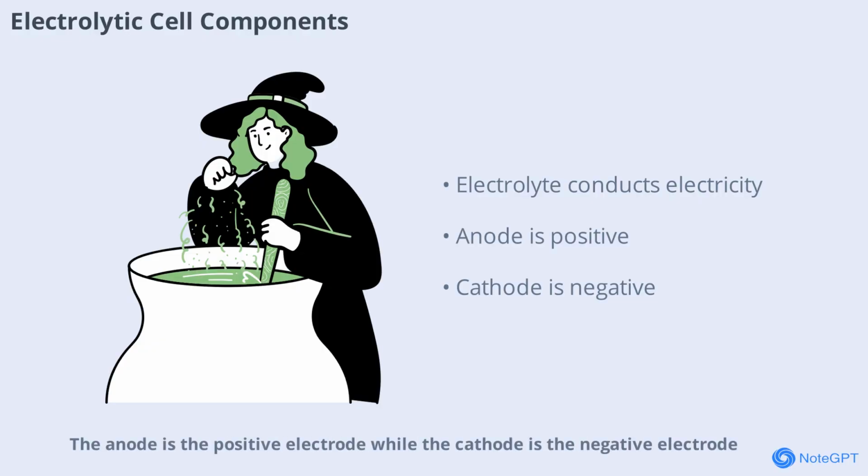When the electric current is applied, positive ions move toward the cathode and negative ions move toward the anode. This movement of ions is what drives the chemical reactions during electrolysis. Understanding these components is crucial for grasping how electrolysis works in practice.